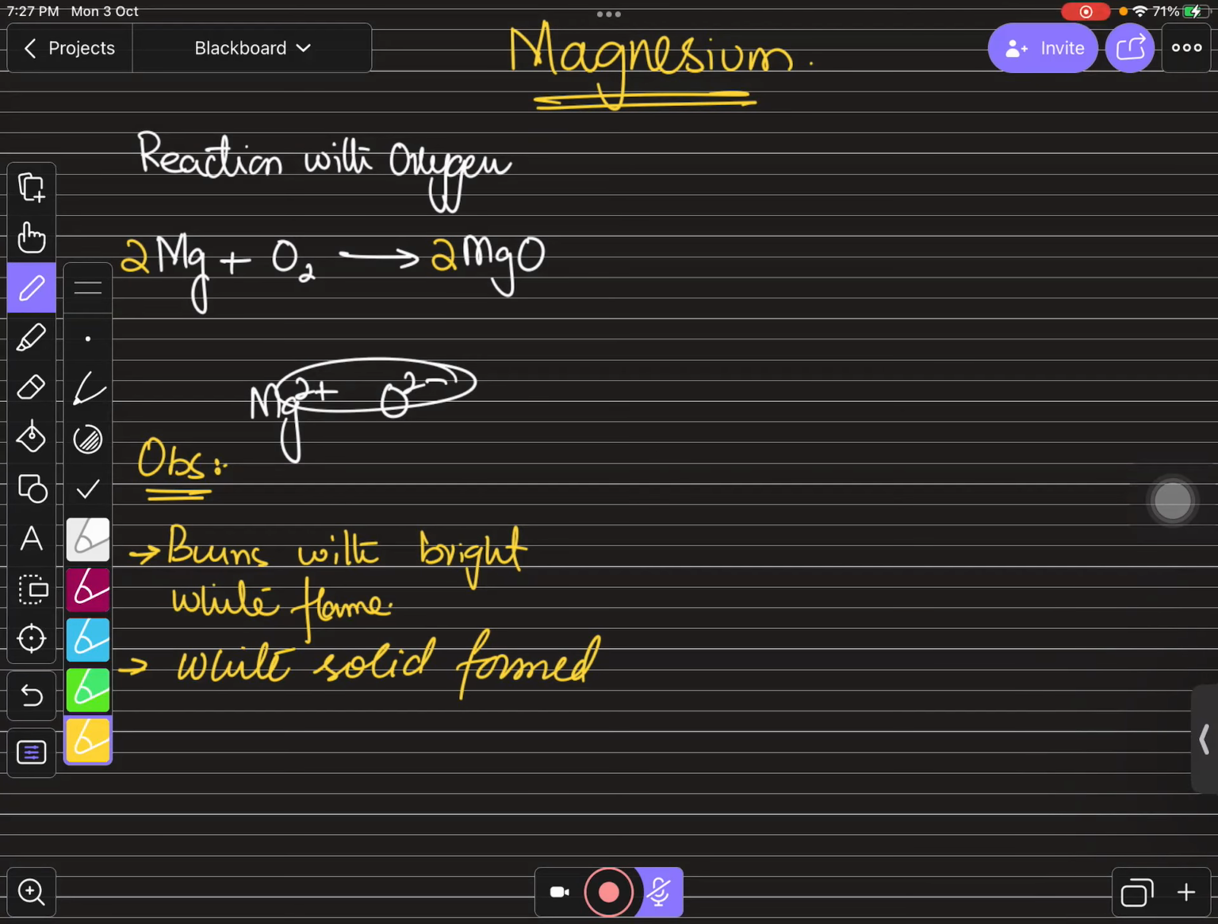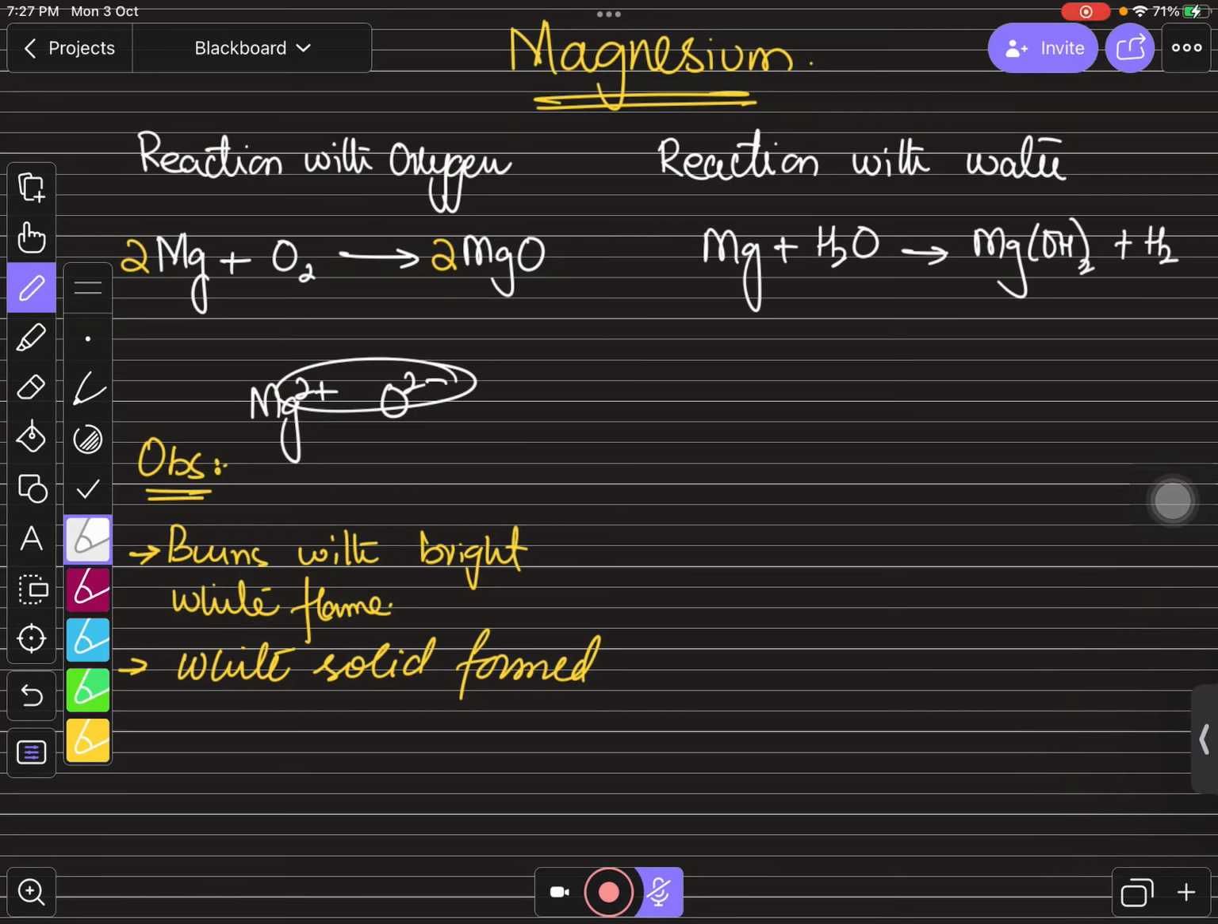Then let's talk about the reaction with water. If you react magnesium with water, the same reaction happens as we did with sodium, right? तो यहाँ पर भी आपके पास क्या होगा, it is going to form the hydroxide plus hydrogen gas, right? So whenever magnesium reacts with water, it will give you magnesium hydroxide and hydrogen gas. And if you want to balance this, that's quite simple. We can write 2 over here for the balancing, right?